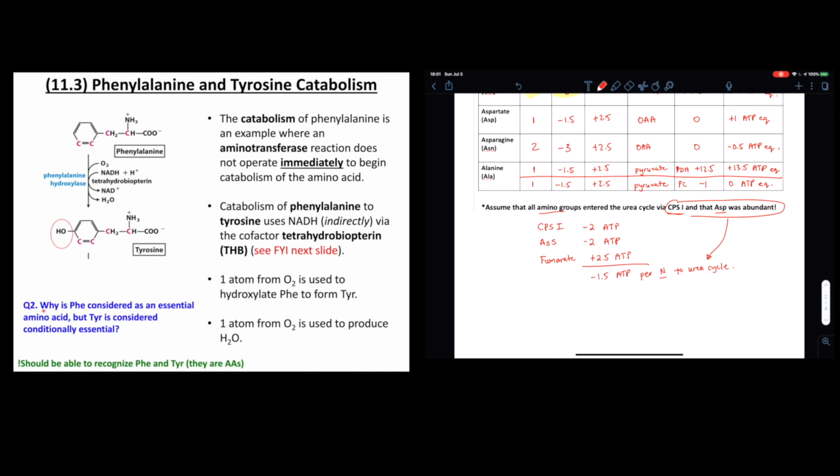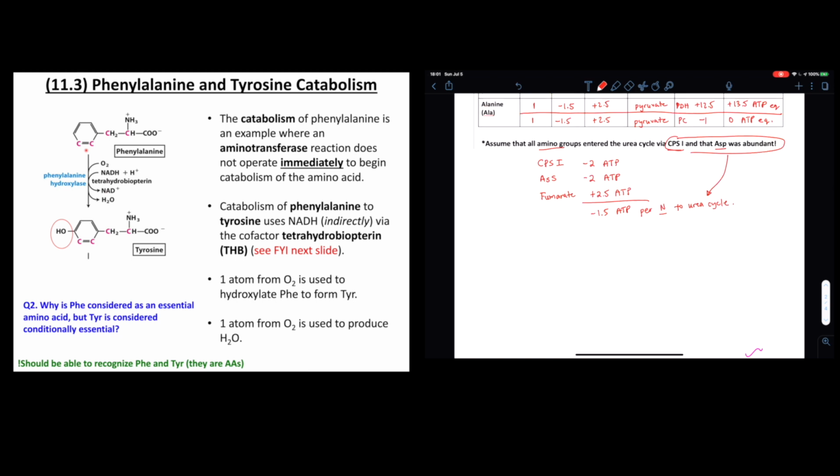Now, what does it also say here? Okay, so question 2, why is phenylalanine considered to be an essential amino acid, but tyrosine is considered to be conditionally essential? Okay, so we call phenylalanine an essential amino acid because our body has no way of making this. You have to get this in your diet. Okay, but tyrosine can be made from phenylalanine, so therefore it can be made on the condition that you do have phenylalanine. Okay, so this is question 2.